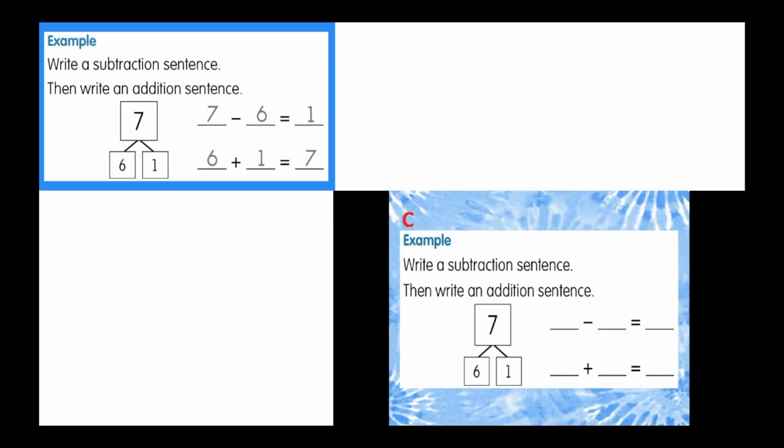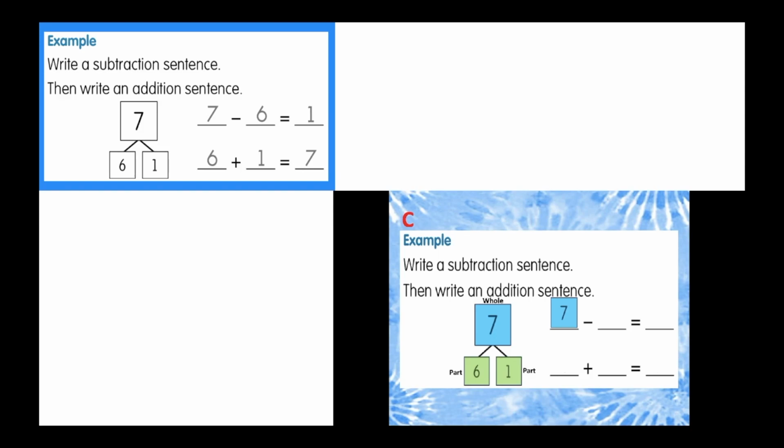As we've reviewed before, 7 in this number bond is our whole, and 6 and 1 are the parts that we are going to use. I have highlighted our whole, the number 7, in blue, and I have highlighted and labeled our parts, 6 and 1, in green, so that we can see this more clearly.